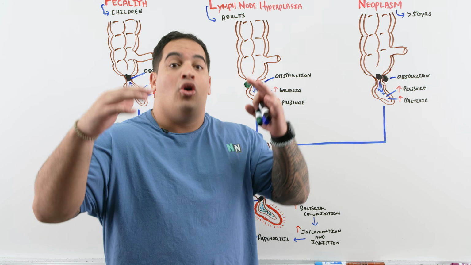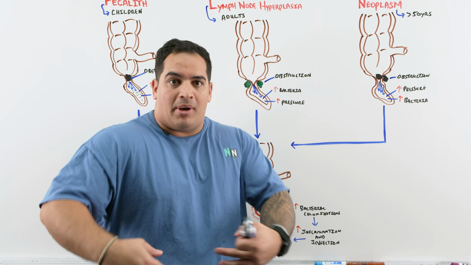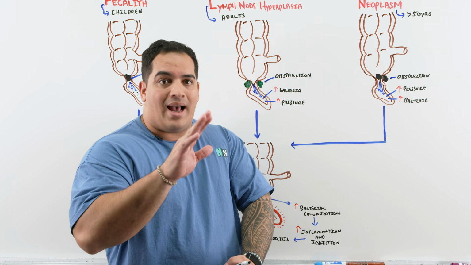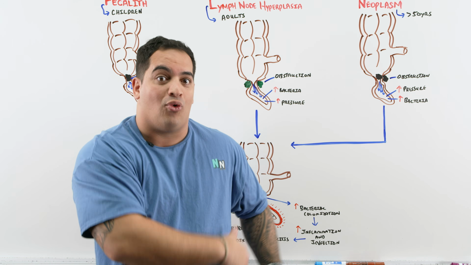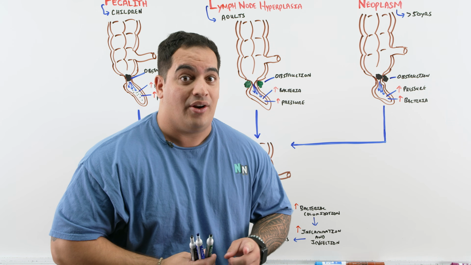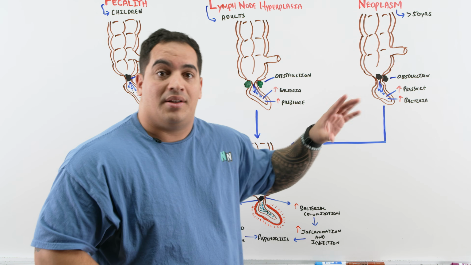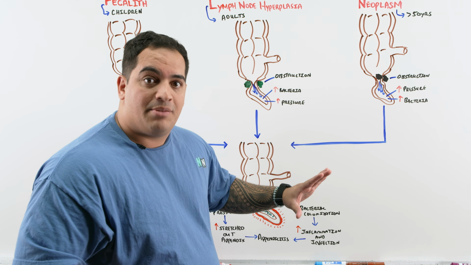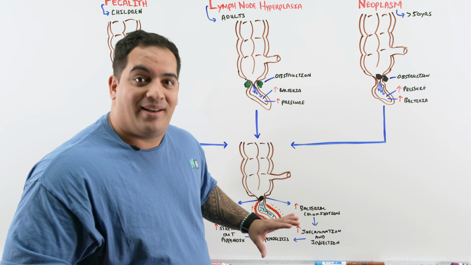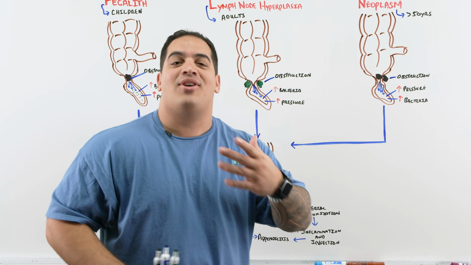So again, look for right lower quadrant pain, usually migrating from a periumbilical location, McBurney's point tenderness, psoas sign, obturator sign, Rovsing sign. These are all very suggestive of appendicitis, which could be secondary to a fecalith, lymph node hyperplasia, or neoplasia, causing obstruction of the appendiceal lumen, increased back pressure, distension, bacterial colonization, infection, inflammation, and therefore we have this problem. Let's now talk about the complications.